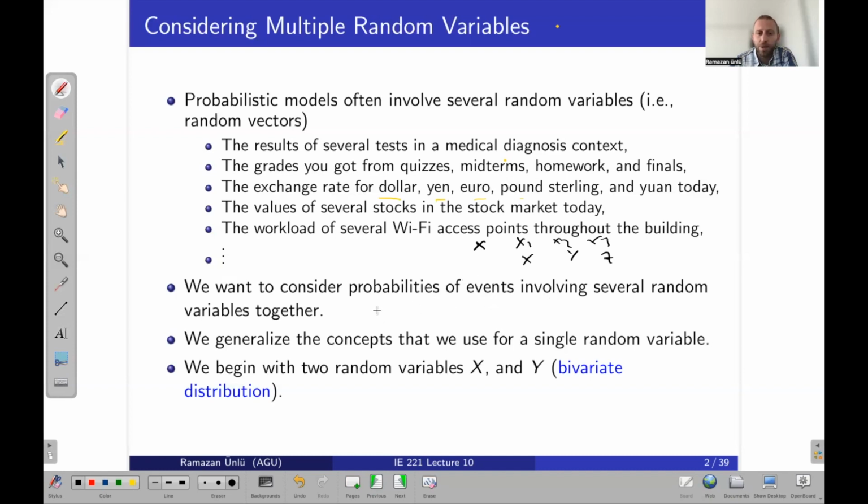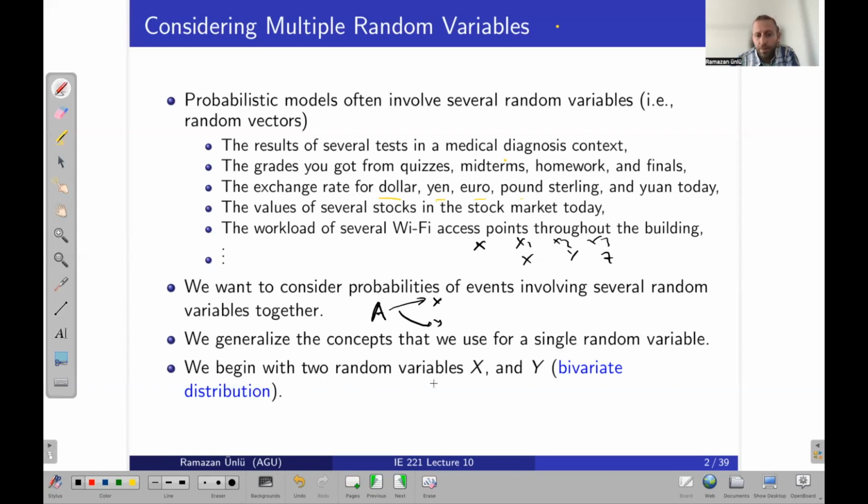So we want to consider the probabilities of events involving several random variables. Again, assume that we have an event A, and this event is affected by the random variables X and Y. So you cannot calculate the probability of A based on X alone, but also need to consider Y. We generalize the concept that we use for a single random variable. Actually it is the same logic. If you understand the basic logic behind single random variables, you can generalize that logic to different random variables.